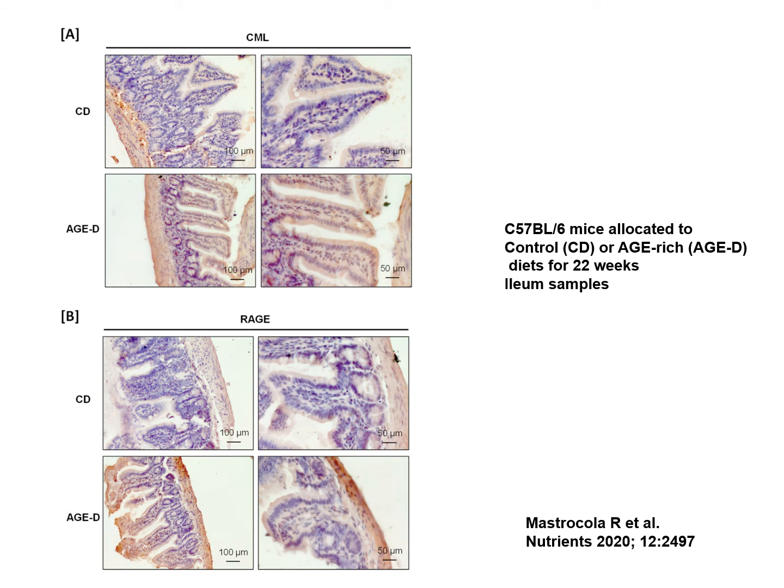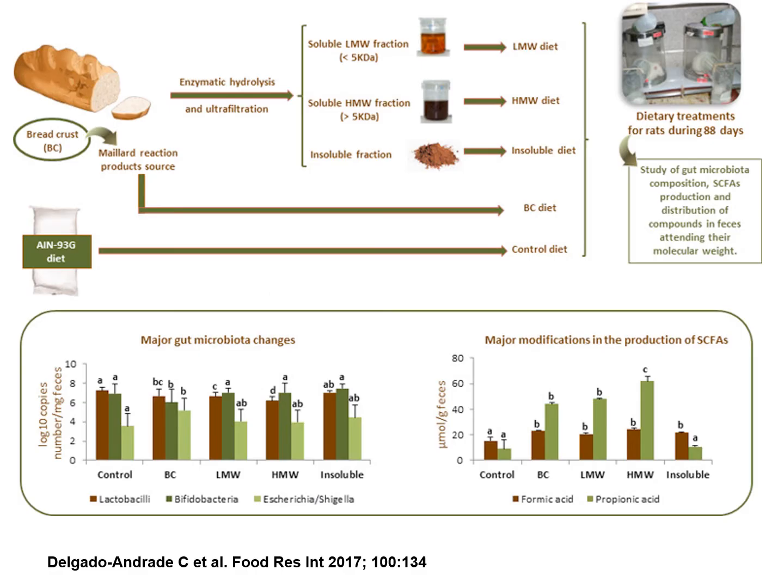This is a study done by Dr. Mastrocola, a group in Italy, looking at mice who were allocated to either a control or a high AGE-rich diet for 22 weeks, and then the ileum samples from these mice show a marked increase in the presence of CML and RAGE in the intestinal wall of the high AGE animals.